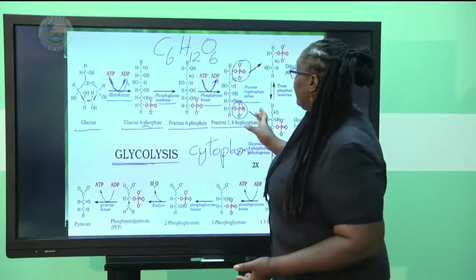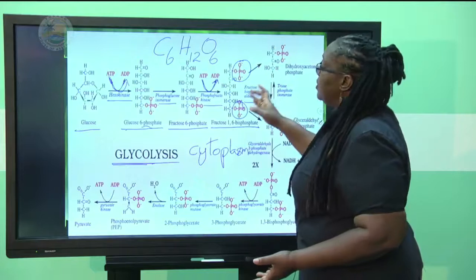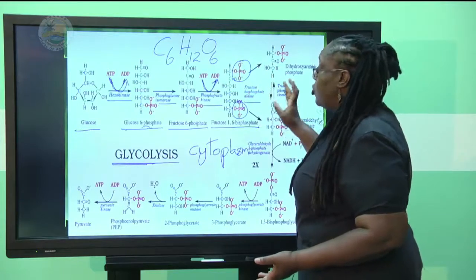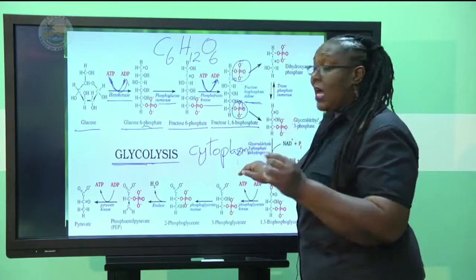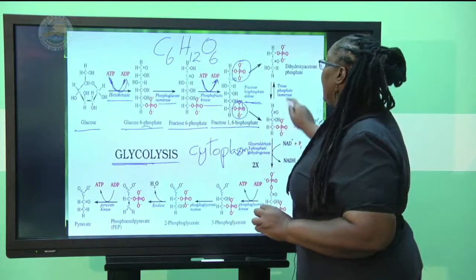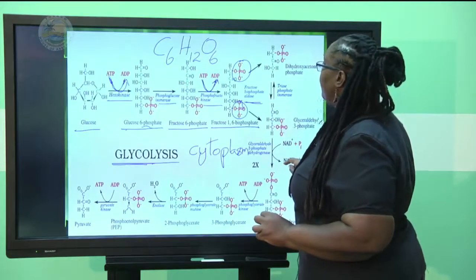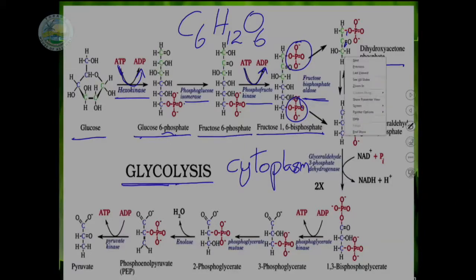Good? So at this stage, we now have another enzyme involved, because this molecule has to be split into 2 three-carbon molecules. And so we have an aldolase, another enzyme involved here. An aldolase involved in splitting this molecule, right? And so we have 2 molecules. You have dihydroxyacetone phosphate, right? So it's a 3-carbon molecule. You see the 3 of them in green here, 3 carbons, and you have a phosphate attached to it, right?